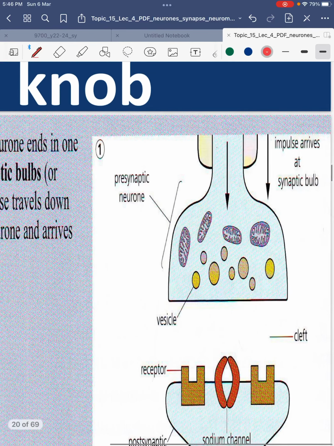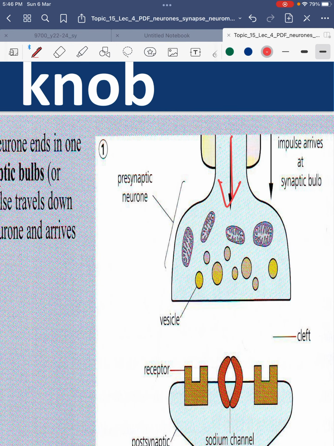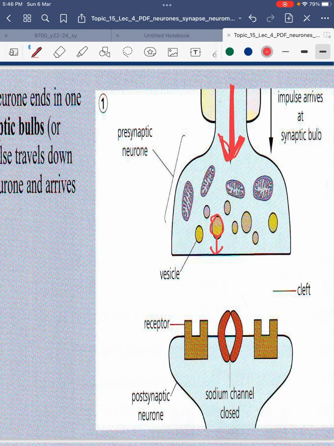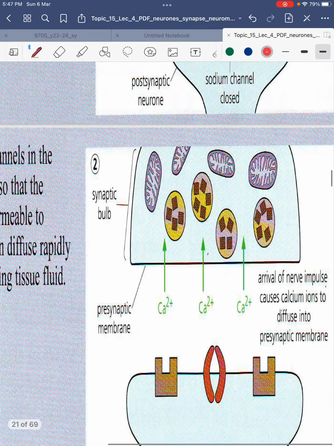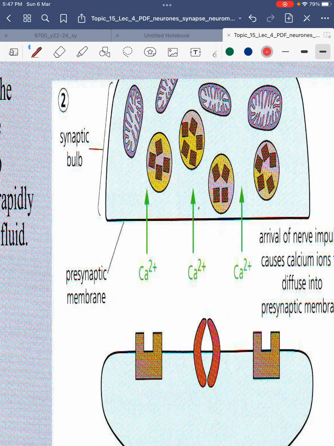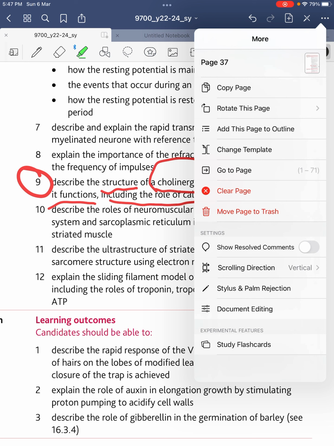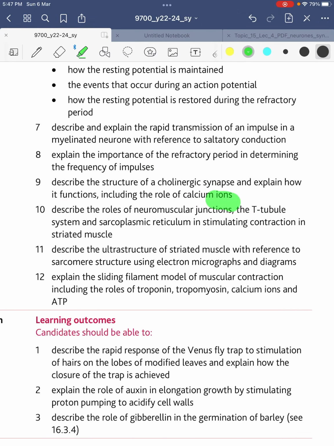So what happens is that this is the arrival of the electrical impulse or nerve impulse. When there is an incoming electrical impulse here, before the vesicle fuses with the presynaptic membrane, the arrival of this nerve impulse at the synaptic knob will cause calcium to enter. This is very, very important because you have it stated in the learning objective, including the role of calcium.